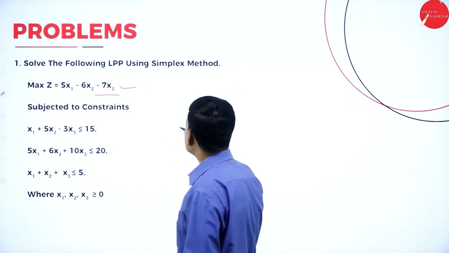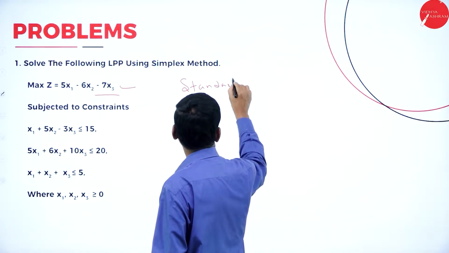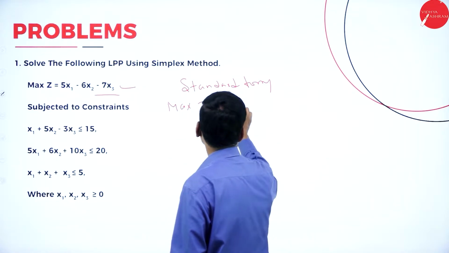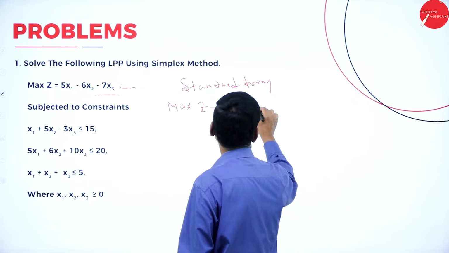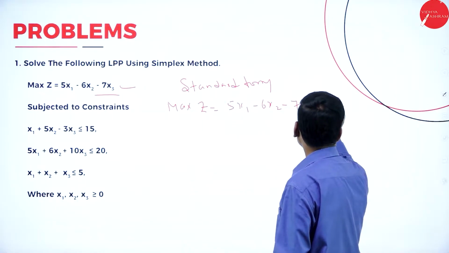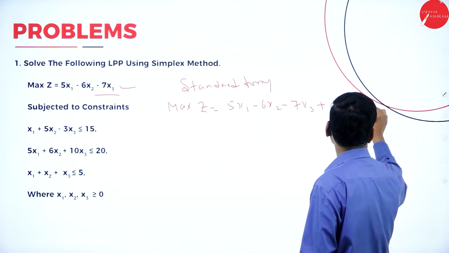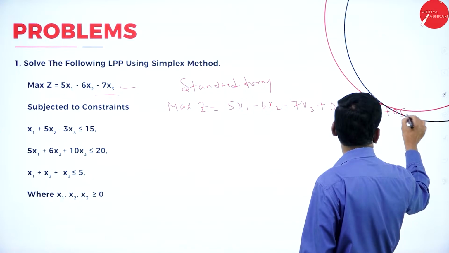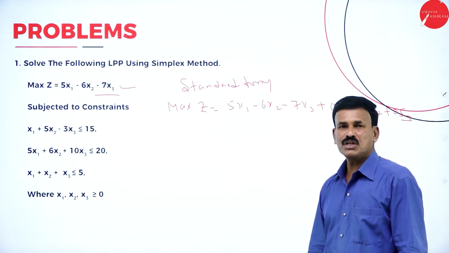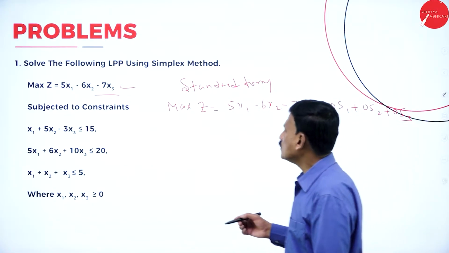Now therefore, the standard form of this equation can be written as: maximum z is equal to 5x1 minus 6x2 minus 7x3. We are introducing the slack variables, that is 0s1 plus 0s2 plus 0s3. So this is the objective function. So the coefficient of s1, s2, s3 is 0, 0, 0.